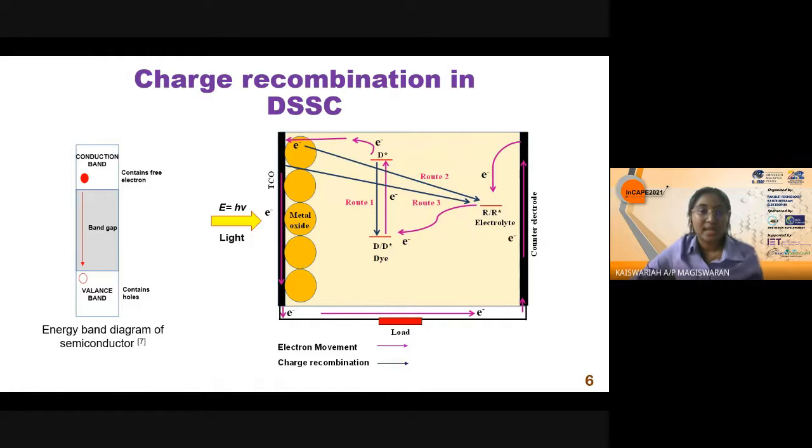This reduces the efficiency of the cell by reducing the number of electrons to travel through the circuit. Hence, it is important to eliminate the charge recombination process in the DSSC. In this review, the focus is on the photoanode modification in order to eliminate the charge recombination process.